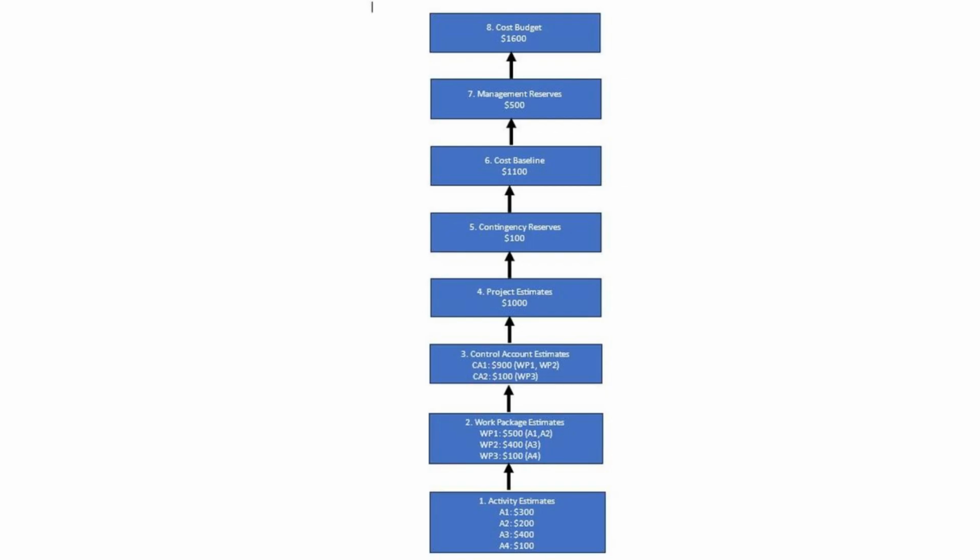Activity estimates will roll up to work package estimates, will roll up to control account estimates, will roll up to project estimates. When you arrive at a project estimate, it is going to be a summation of all the control accounts.